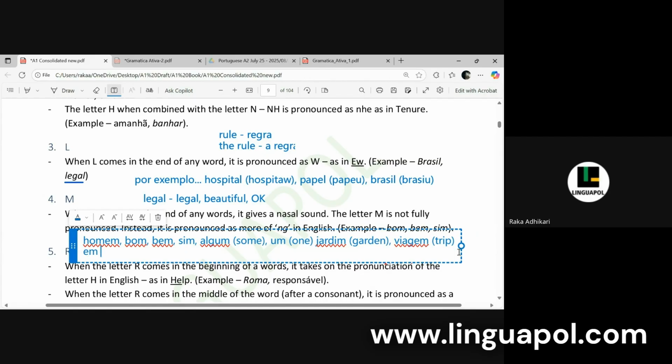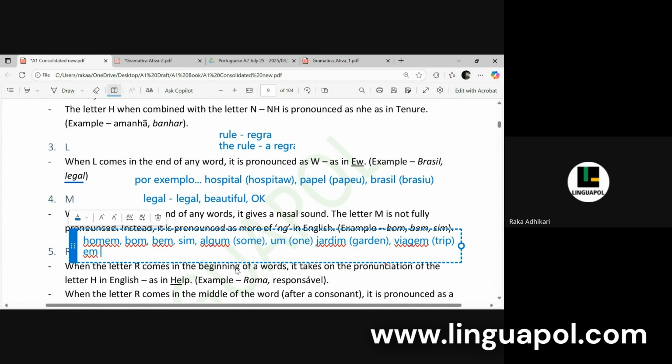So let us look at this combination, em. We'll call this aim. Many beginners make this mistake of saying this as M. This is not M. This is a nasal sound, aim. Can you repeat this letter for me? Yes. All of you got it correct. That's great. Now, if you can make this sound, then you can make a lot of sounds in Portuguese.